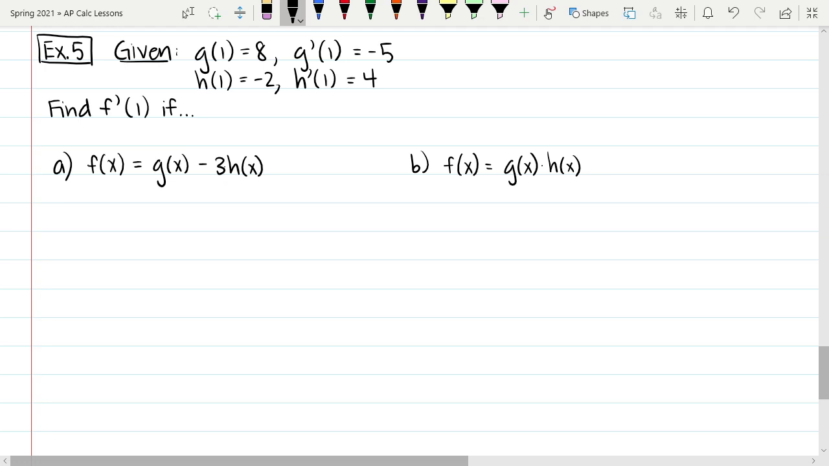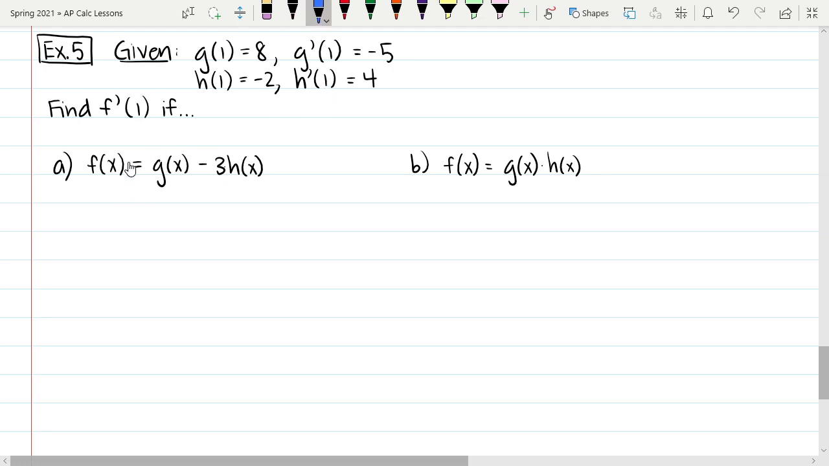They don't want you to get bogged down in a particular type of function. They just want to make sure that you know how to apply the rule in general. So, given g of 1 is 8, g prime of 1 is negative 5, h of 1 is negative 2, and h prime of 1 is 4, we're going to find f prime of 1 if. So now they're giving us these functions for f of x in terms of g of x and/or h of x, and we have to apply whatever derivative rules are necessary to answer this question.